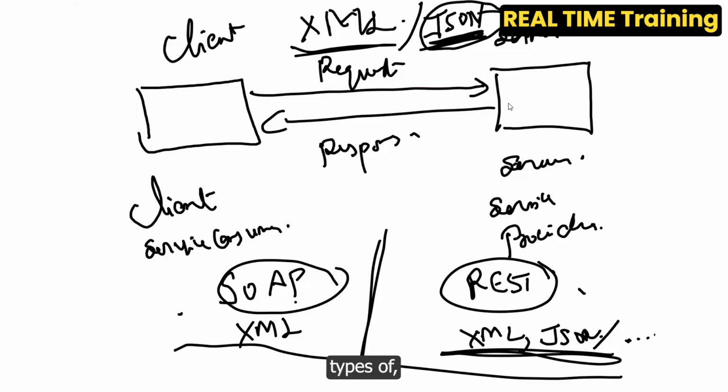These two are types. So types of web services. And in the same Amazon application, could you explain where the web service has been used? So in the same Amazon application, where the web service is used.